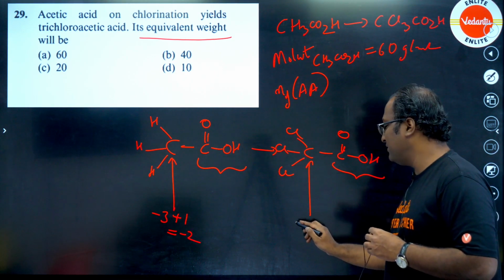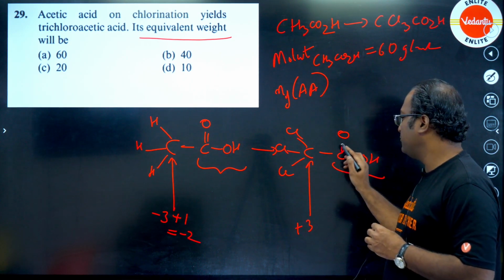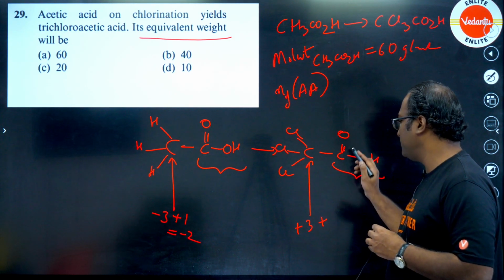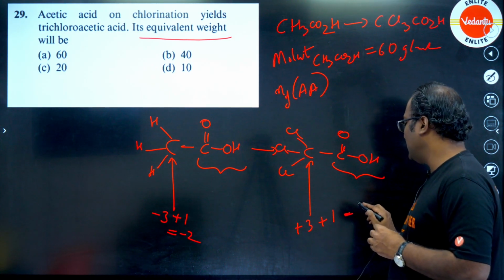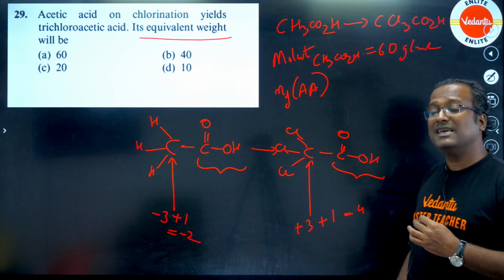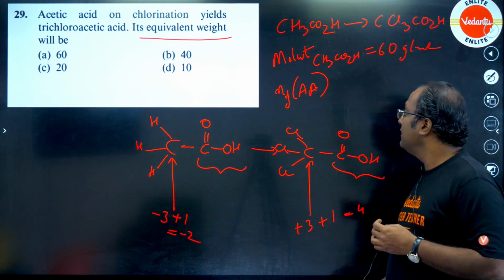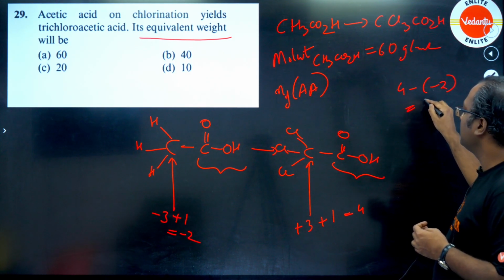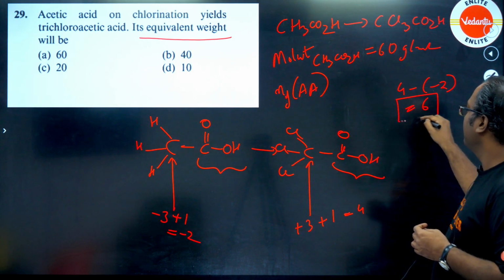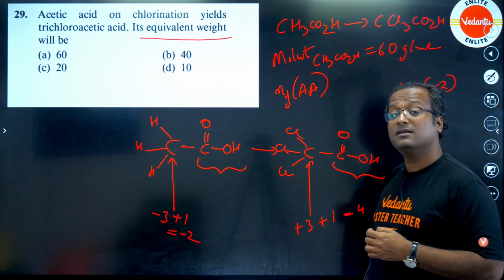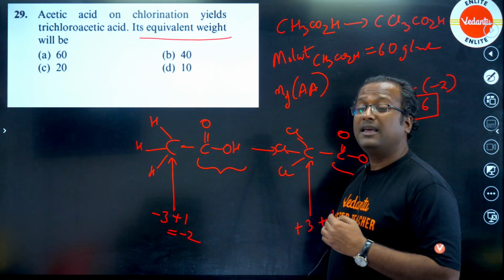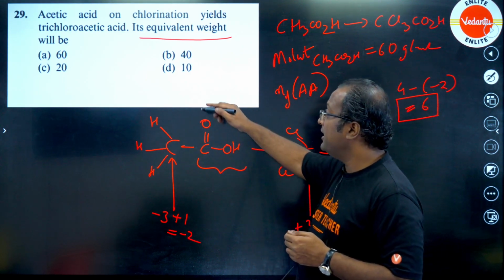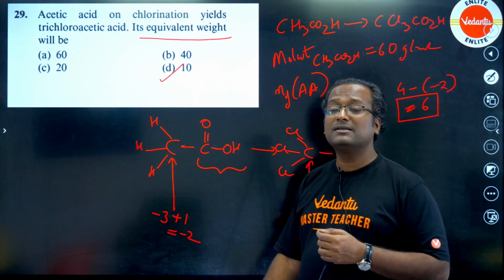Let's talk about this case. Carbon from chlorines will get +3. This sp2 carbon will get +1. So that's 4. What is the change in oxidation state? The change in oxidation state is 4 minus -2, that's 6. N factor in this question is 6. Equivalent weight is molecular weight upon N factor, and therefore the answer is 10.